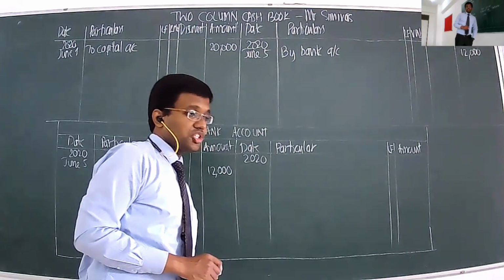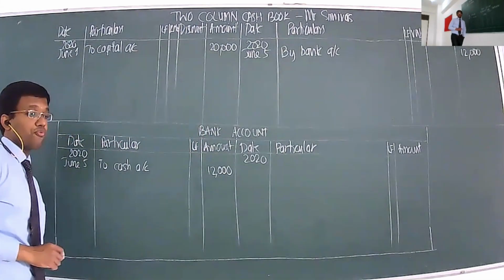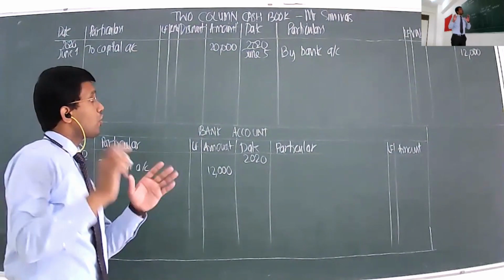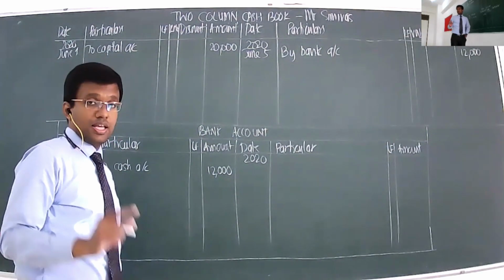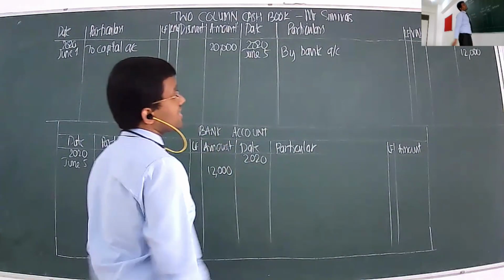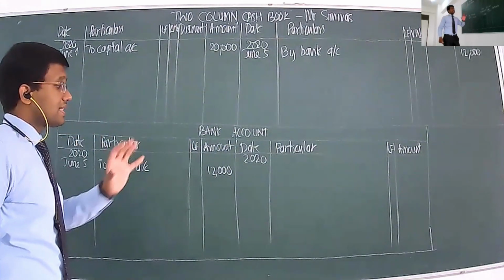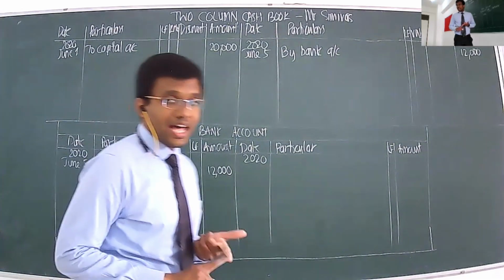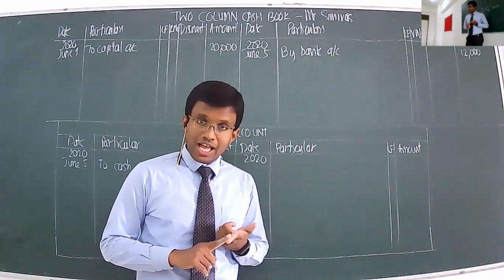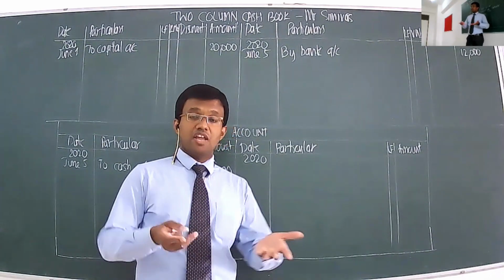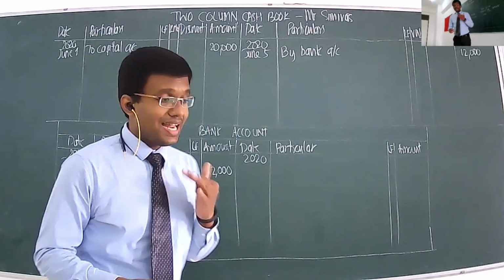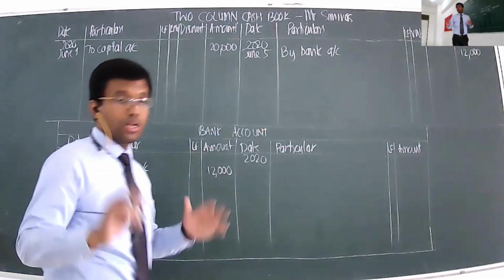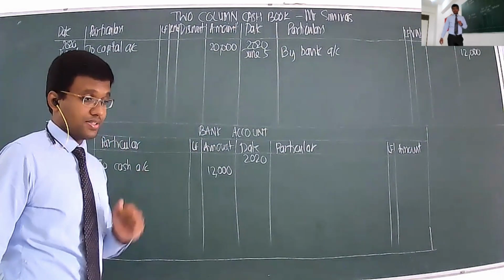The next transaction is: issued a check for rupees 1,000 for machinery purchase. I want all of you to pay attention to this, because when it comes to check transactions in a two-column cash book, it is slightly different and a little complex in nature. Whenever you make payments through check, or collect payments through check, in total 3 entries have to be passed.